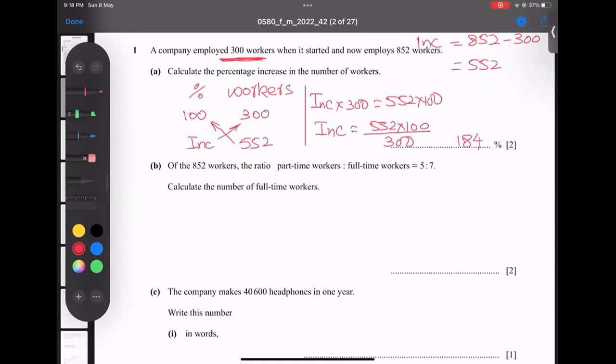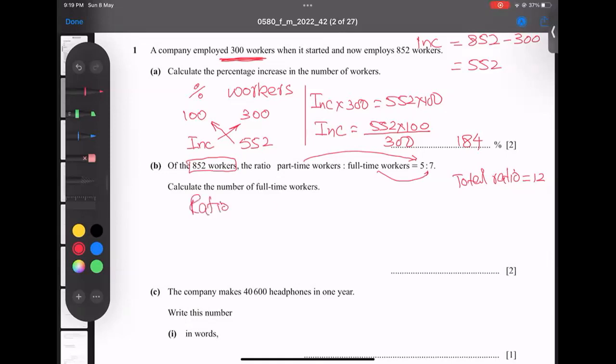Part number next. Of the 852 workers, the ratio of the part-time workers and full-time workers is given as 5:7. It means part-time workers is 5 and full-time is 7, and he's asking for full-time workers. So this is called total, and total is always equal to 100%, but it's not a percentage now, it is in ratio form. Ratio means add them. So total ratio, you add them and you get 5 plus 7, 12.